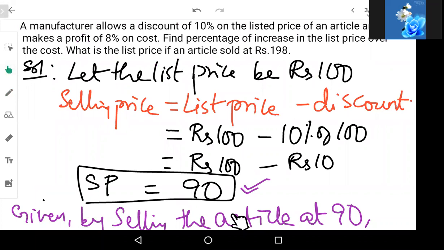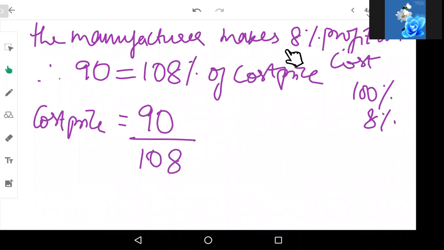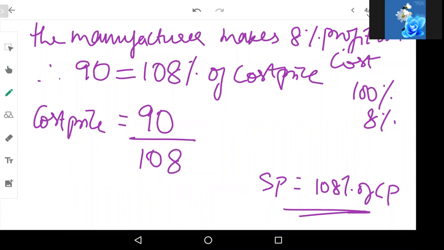By selling the article at 90 rupees, he is able to still make 8% profit on cost. Now we are considering the cost, the complete cost, whatever amount is there, that full 100% amount we will consider. On that, he is able to get 8% profit. So if he wants to get 8% profit, 108% of the cost price will be your selling price. Okay. So what is the selling price? 108% of cost price will be your selling price.